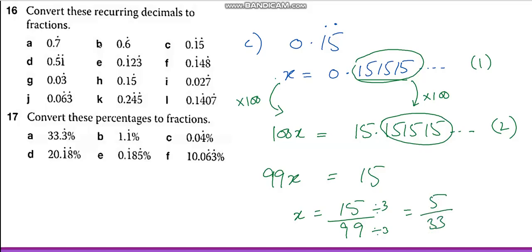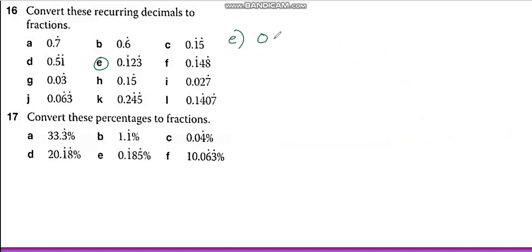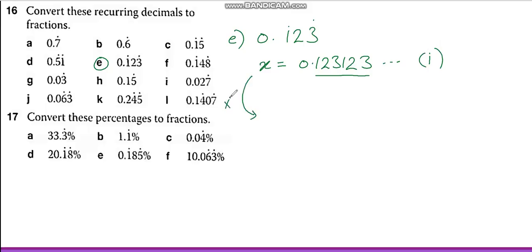Now I will do E part. In E part, we are given 0.123, where all these 3 digits are being repeated. So first we suppose that x equals 0.123123 and so on. This time, to be able to subtract the whole decimal part of equation 1 from another equation, we will need to multiply by 1000, because 1000 will shift the decimal point 3 digits forward, and we will get the same repeated recurring decimal part in equation 2 as in equation 1. So we will get 1000x on the left side, and on the right side we will get 123.123123.